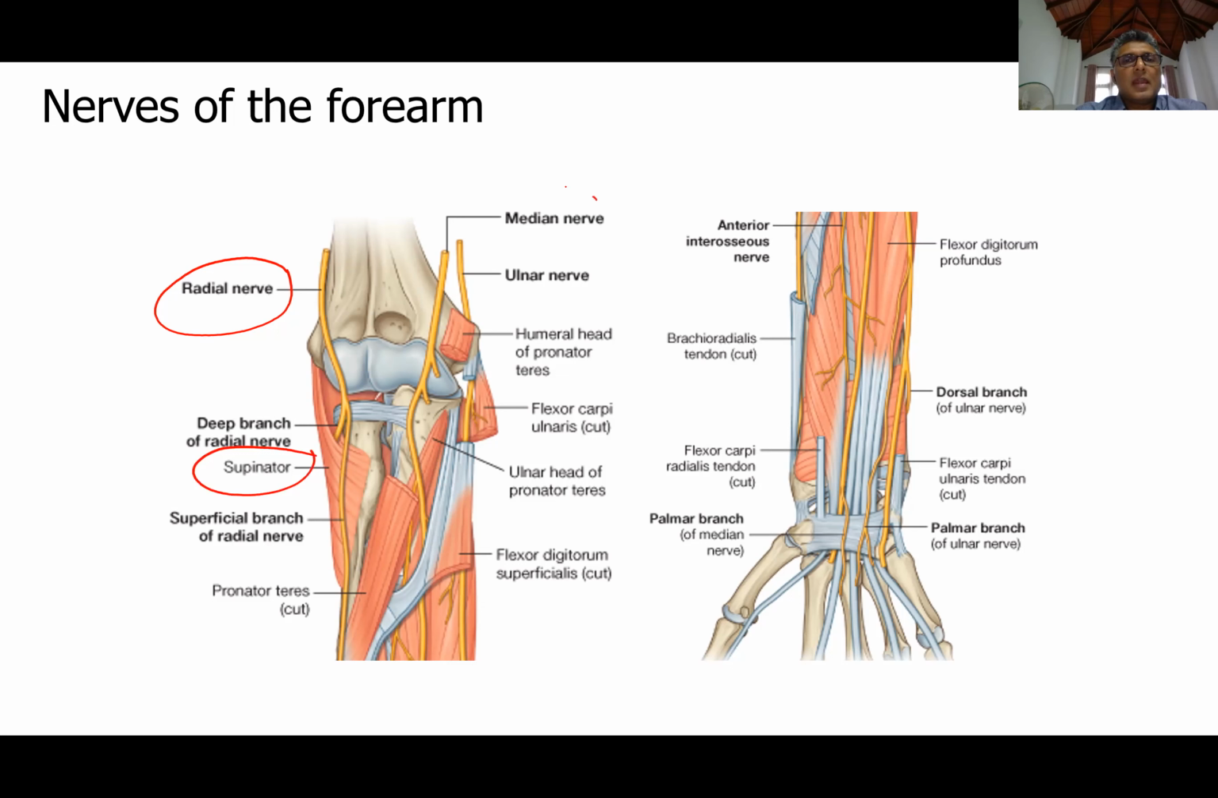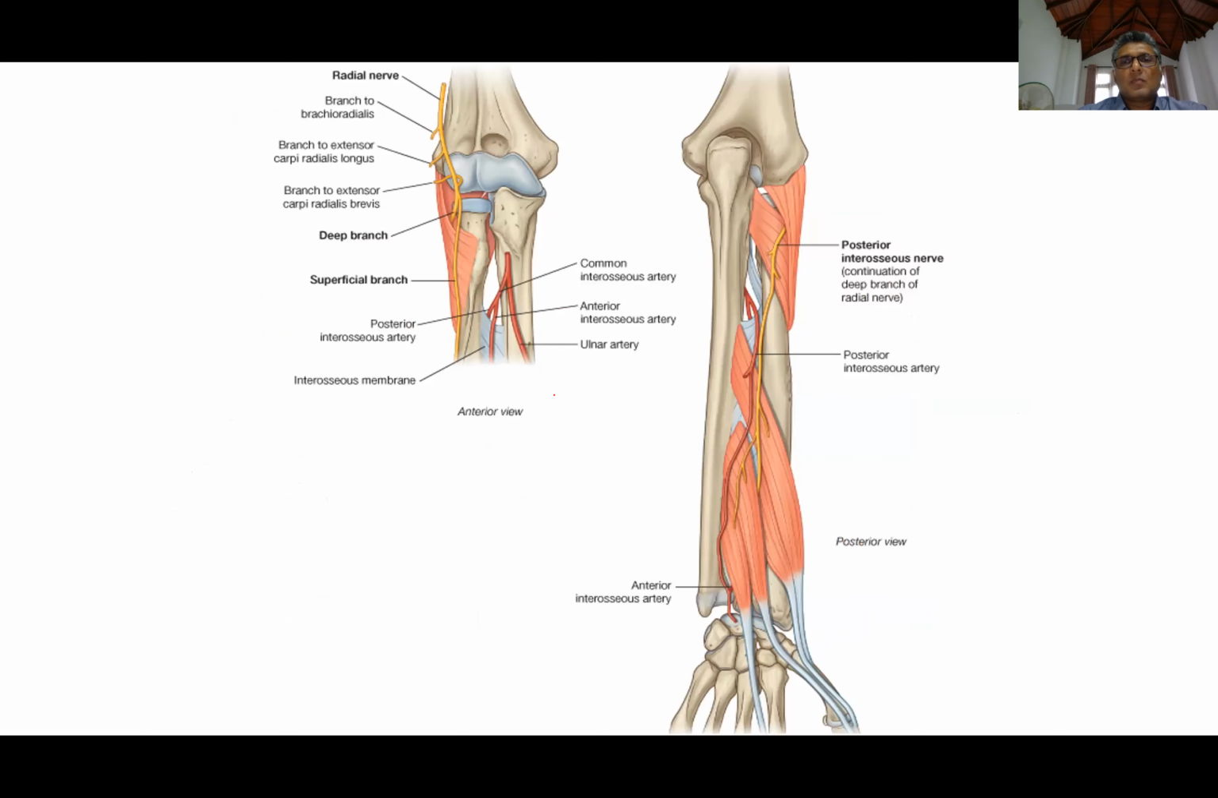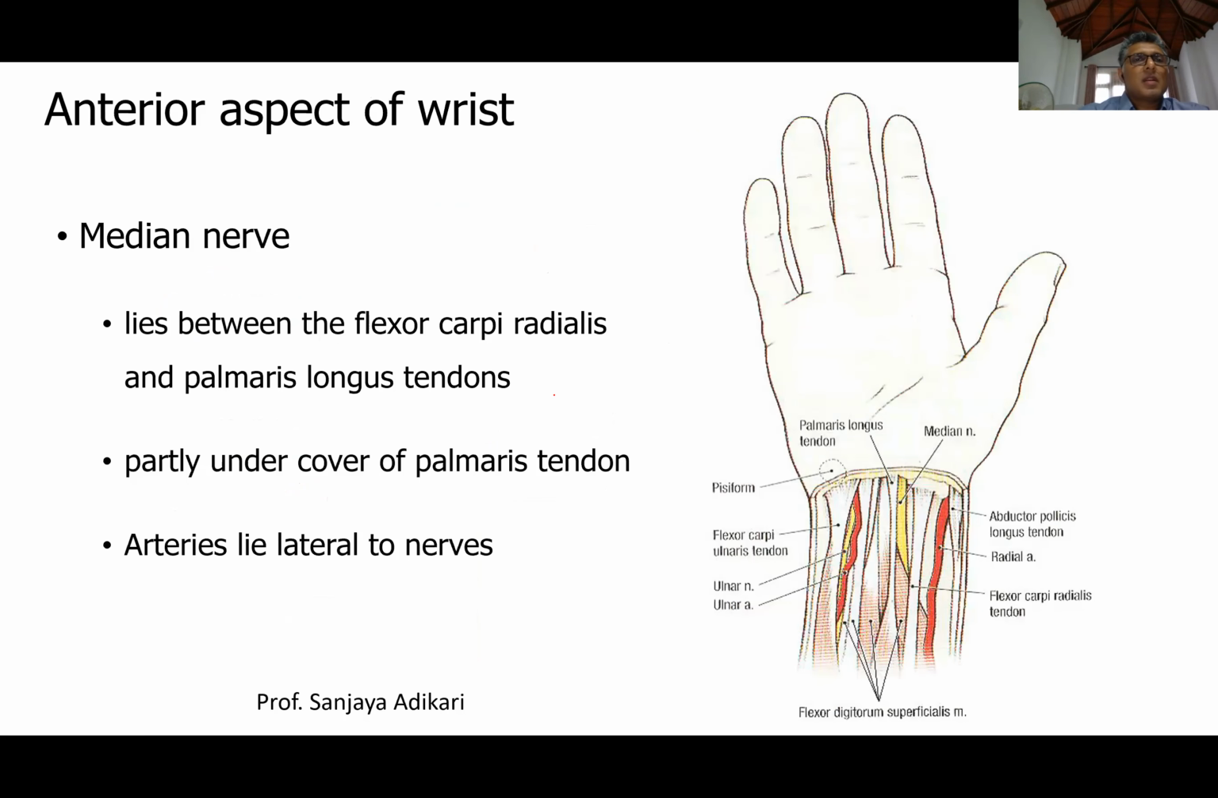The median nerve enters the forearm through the two heads of pronator teres. Ulnar nerve enters the forearm through the two heads of flexor carpi ulnaris. Okay, so remember that point as well. Okay, just to show you the same thing, posterior interossei nerve and all.